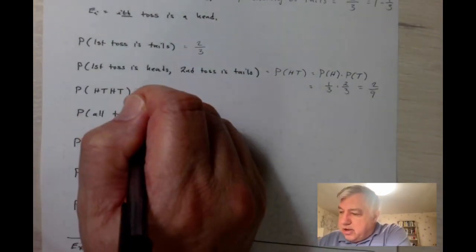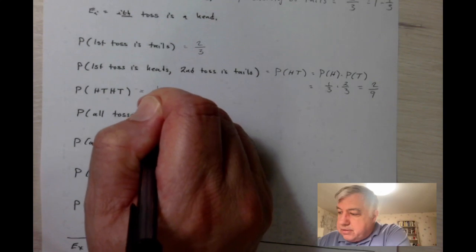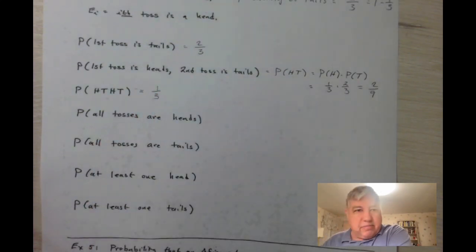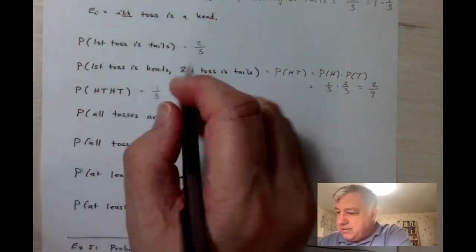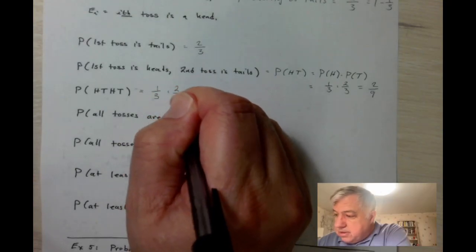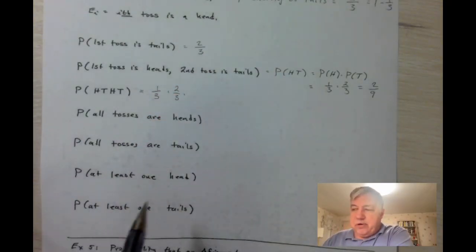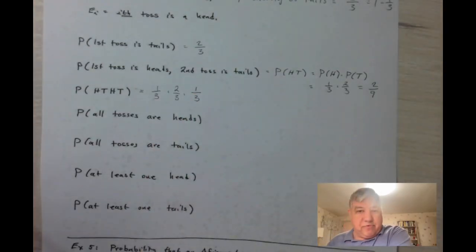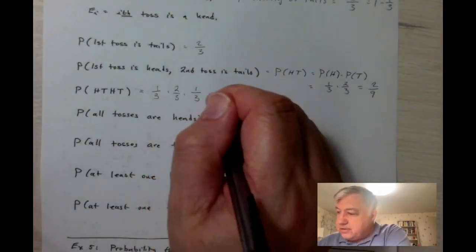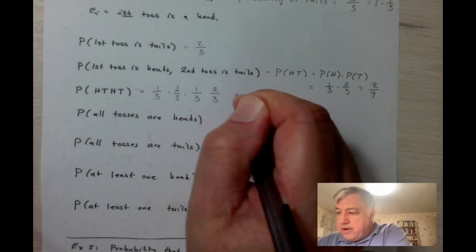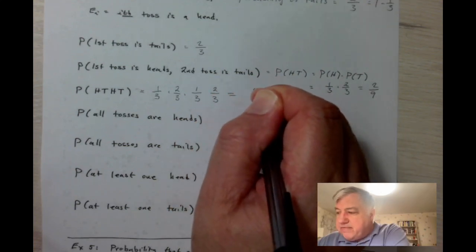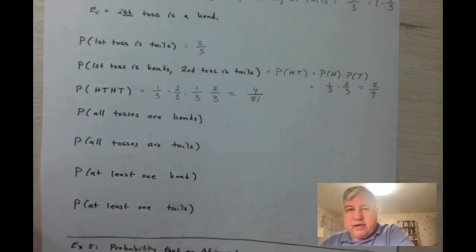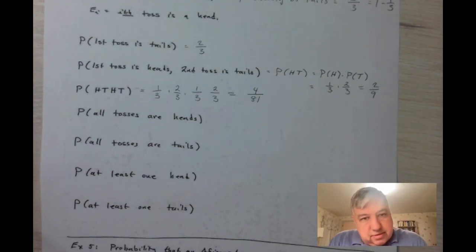If we wanted to find the probability that the outcome goes heads, tails, heads, tails, we just compute the probability that the first toss is heads, times the probability that the second toss is tails, times the probability that the third toss is heads, times the probability the fourth toss is tails. If we multiply all these together, we get 4 divided by 81.